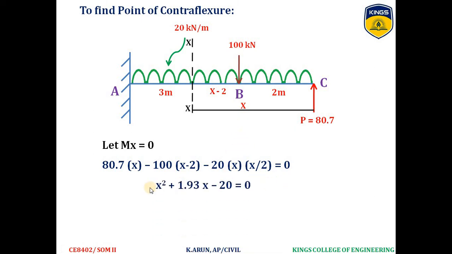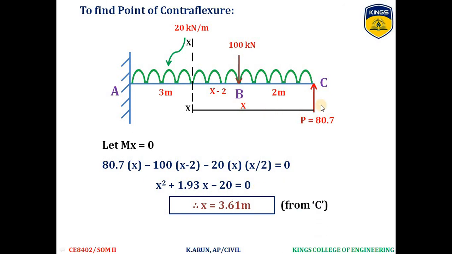On solving this, I am getting a second degree equation in the format ax square plus bx plus c equal to 0. So we have to solve this equation to get the value of x. So x is 3.61 meter from C. We should not forget that from the free end it is located at a distance of 3.61 meter.